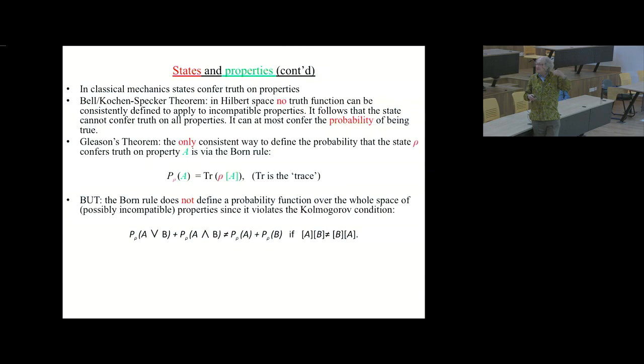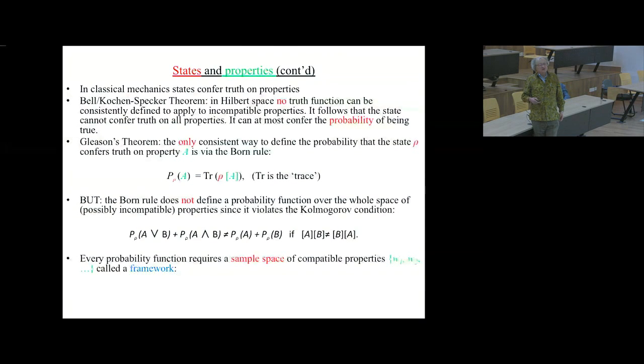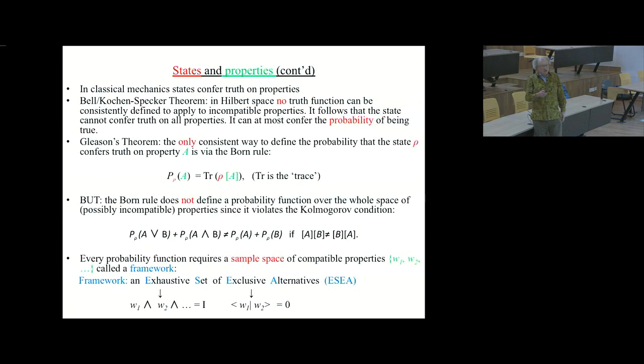So we have to do something a little better. We have to restrict the sample space. Every probability function requires a sample space of compatible properties, so that there will be an equals because A and B will be equal: AB will be equal to BA. That's compatible. And that's called a framework, a sample space of compatible properties. What is a framework? It's an exhaustive set of exclusive alternatives.